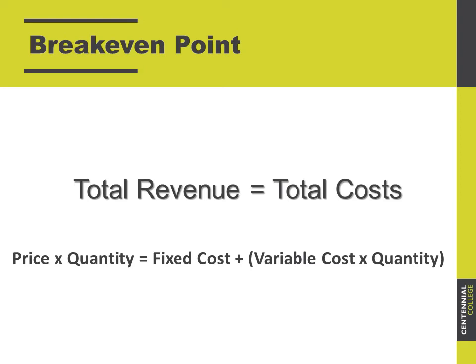A detailed equation for the break-even point: price times quantity equals fixed cost plus variable cost times quantity.